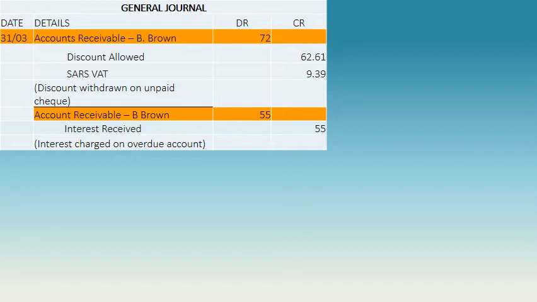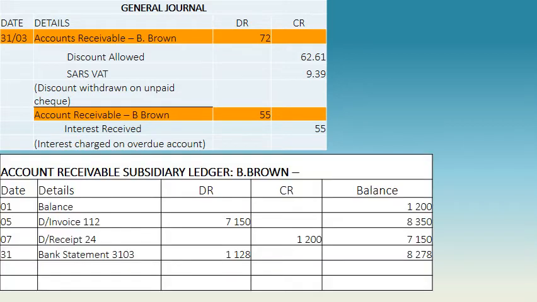Both of these adjustment entries will affect the General Ledger and the Subsidiary ledgers. In the Subsidiary ledger for B. Brown, at the end of the month, under the details, we will reflect the journal voucher, and the amount will be debited as 72 rand, representing the discount that must be reversed on an RD check. The total balance owing is now 8,350.